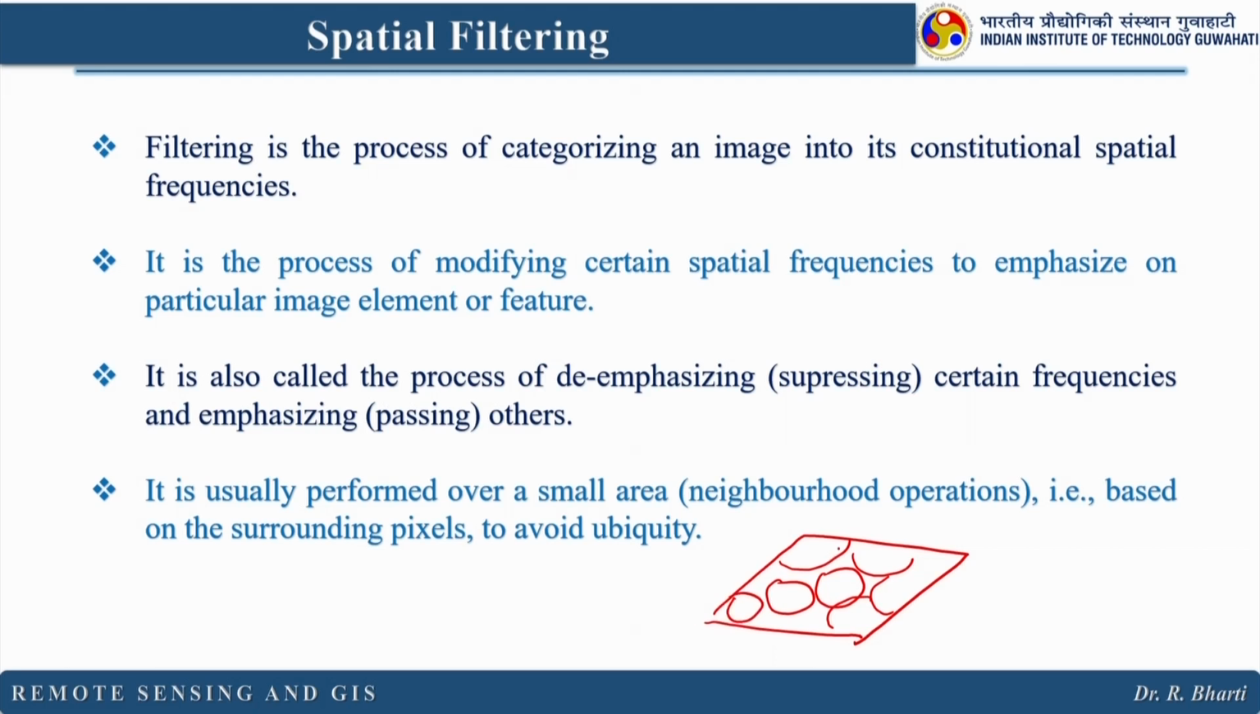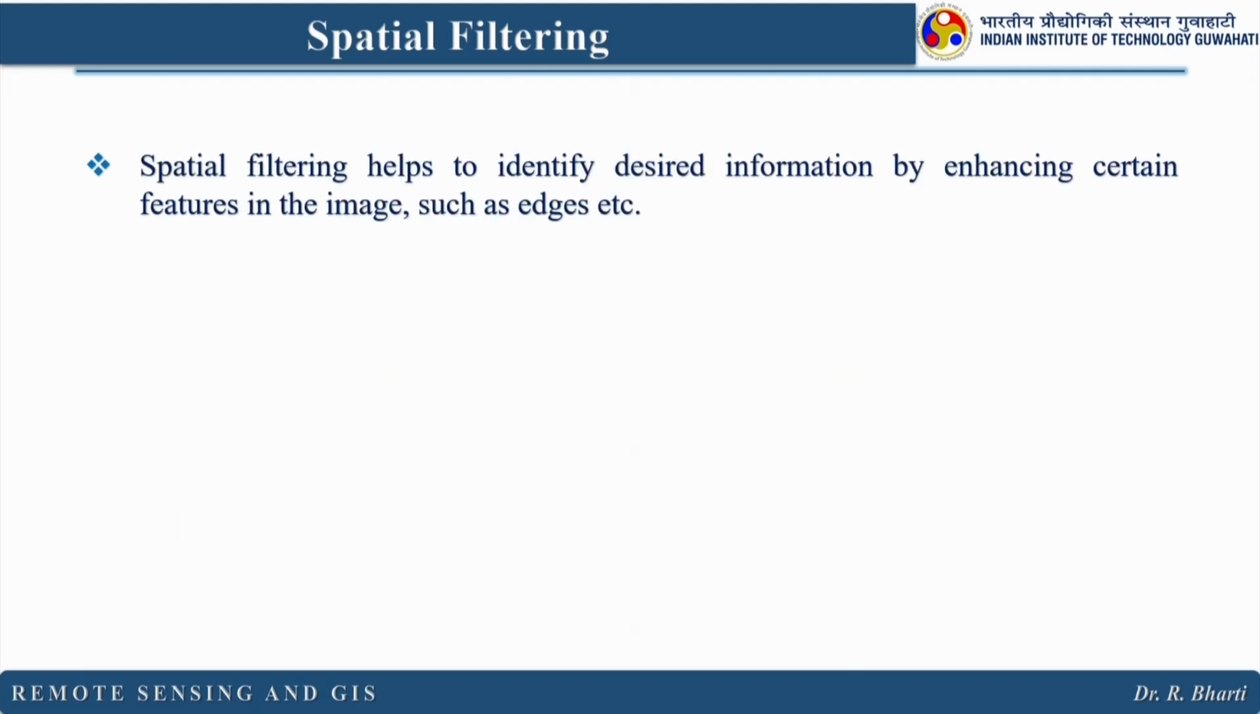So, if you use a single logic to enhance this whole image, it may not work, right. But if you select certain pockets or small areas and apply a filtering logic, then the output image will be very good compared to its original raw data. Spatial filtering helps to identify desired information by enhancing certain features in the image, such as edges.